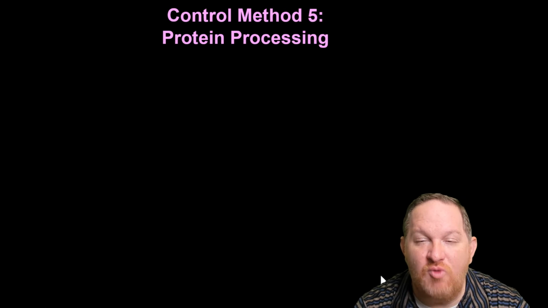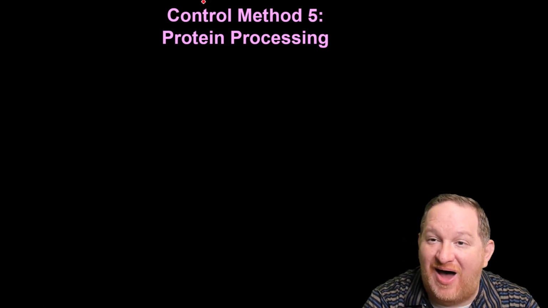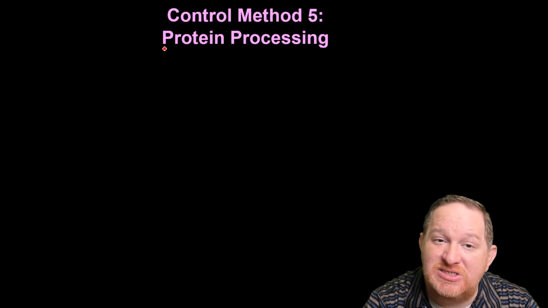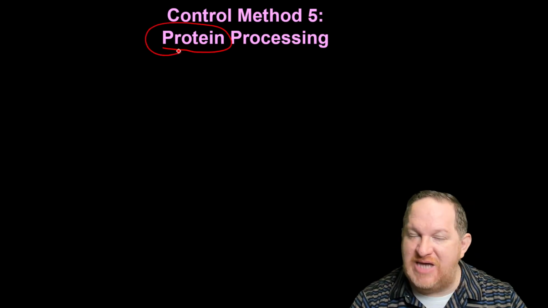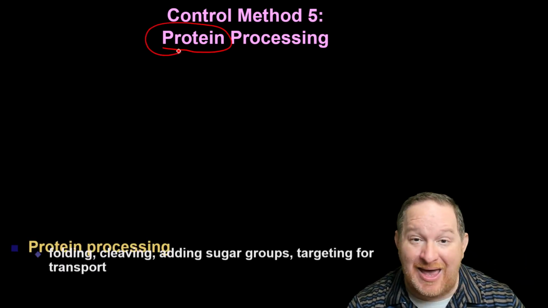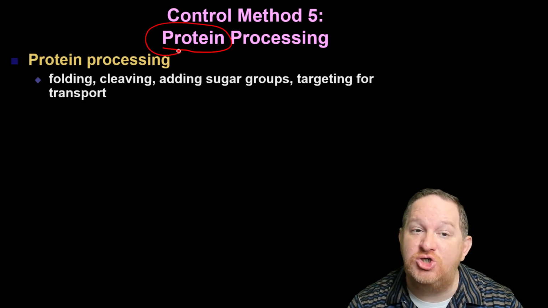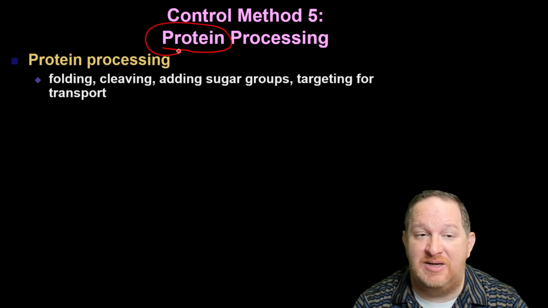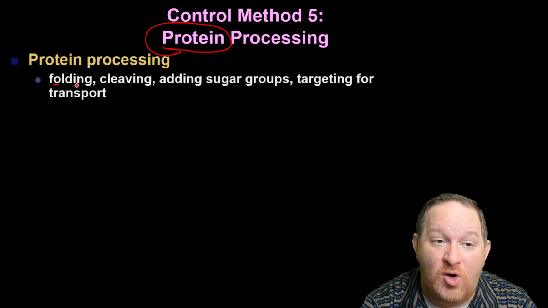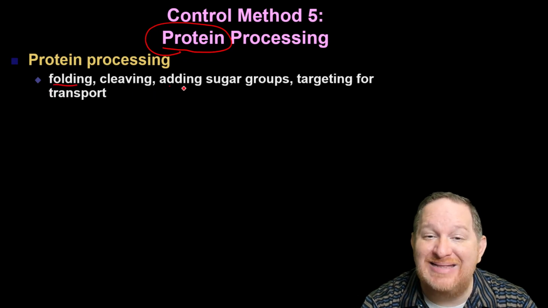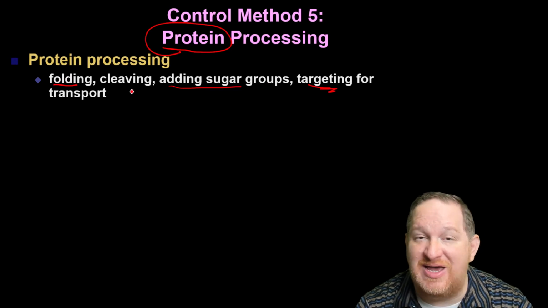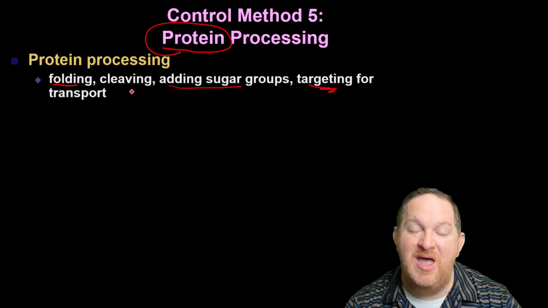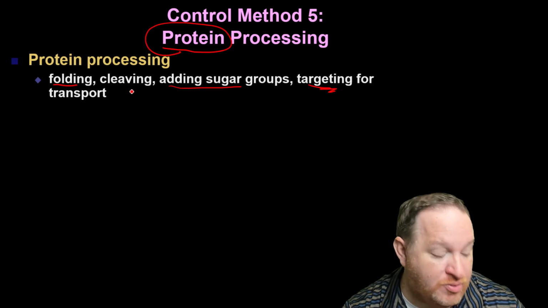Okay, so we've arrived now at control method 5. This actually is talking about what we do with the protein. We went through all of those steps to make a protein. And now there are many things you can do to the protein. It might need to be folded a certain way. We might need to add some sugar groups. We might want to target it to be transported out of the cell. So there's all these things that can now happen to the protein.